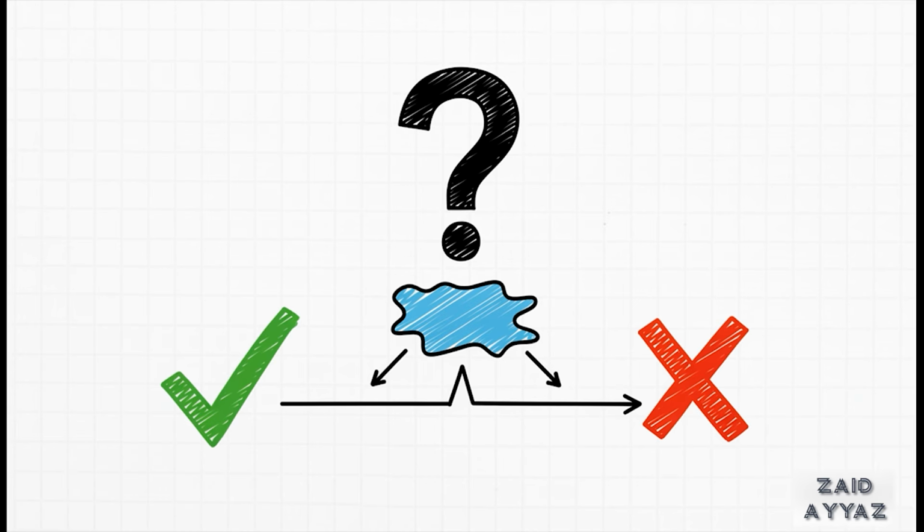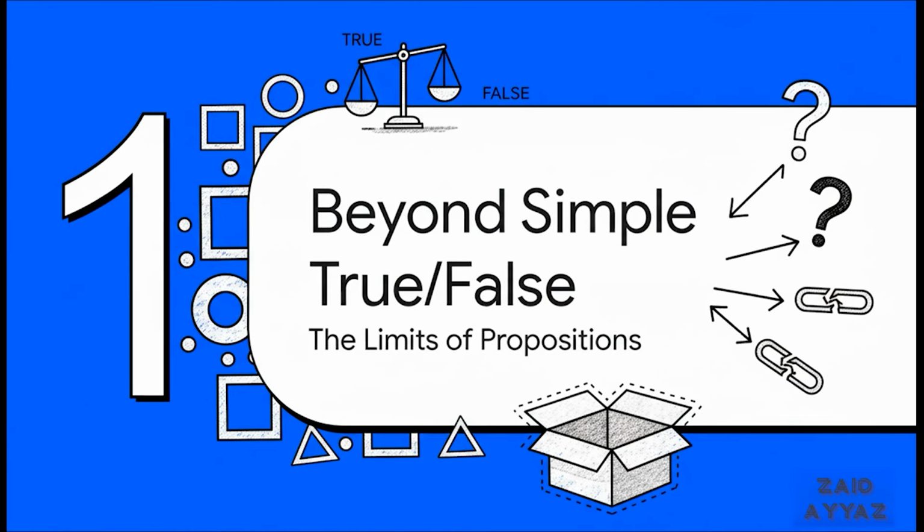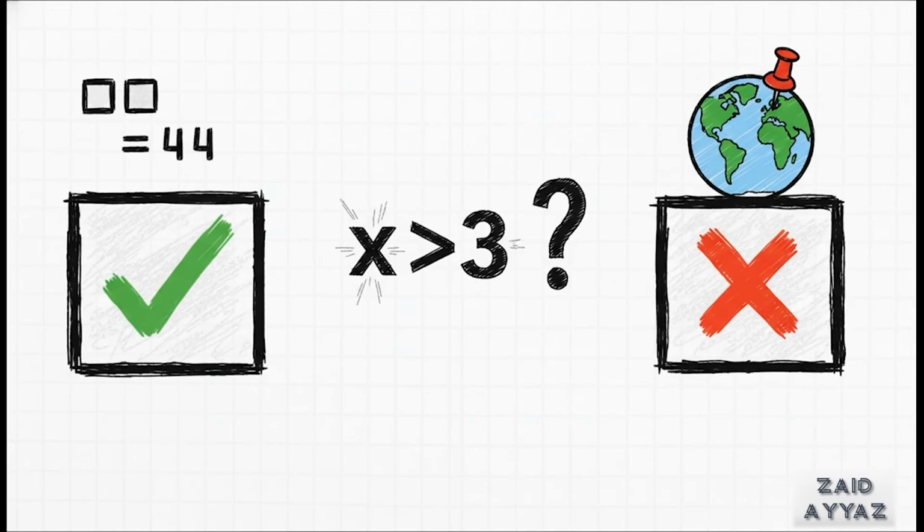Let's dig into why. Okay, so to really get why this is such a headache, we need to take a quick look at the absolute most basic building block of all logic. It's called the proposition. It's the foundation for everything, but as we're about to see, it has a critical weakness. A proposition is super simple. It's any statement that has to be either true or false.